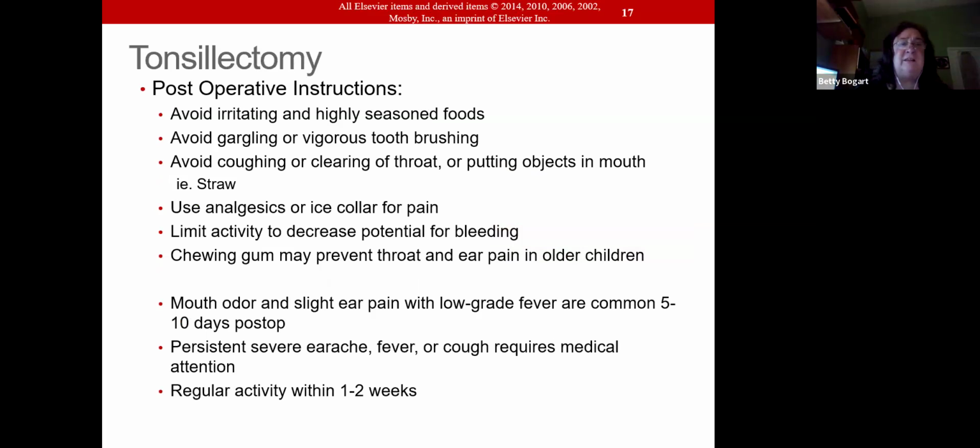Now, one of the most common things that we do for children is tonsillectomies, adenoidectomies, and ear tubes, right? Those are the big three.